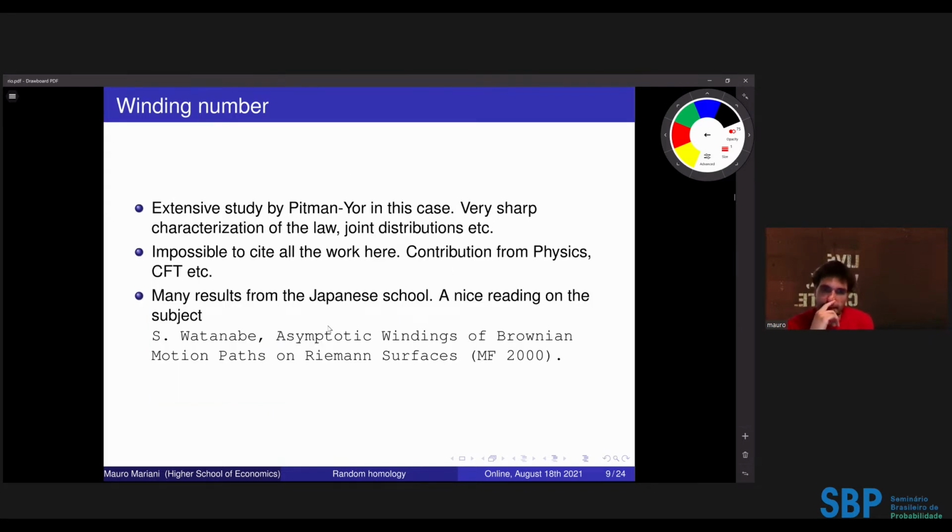There is a very extensive series of papers by Pitman and Yor, which is very classical. They studied the characterization of the law and the joint distributions with other quantities. And there are contributions from physicists. There are a lot of contributions from conformal field theory. And there is a very nice paper, for instance, by Jean Bertoin and Wendelin Werner, but it's impossible to mention everybody. There are also many results from the Japanese school.